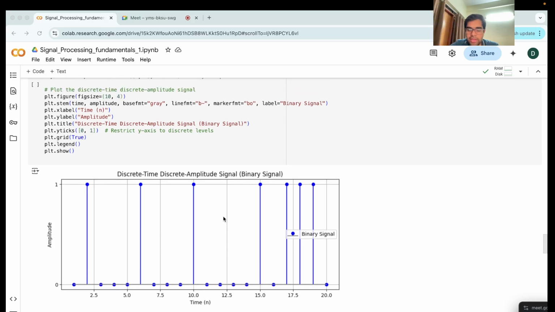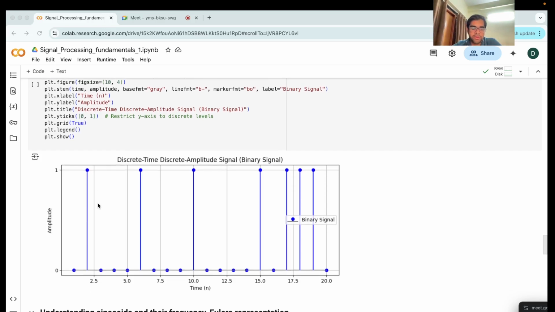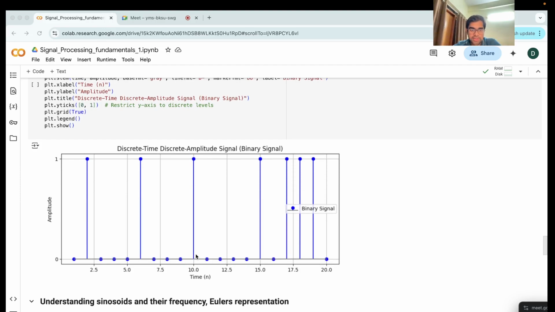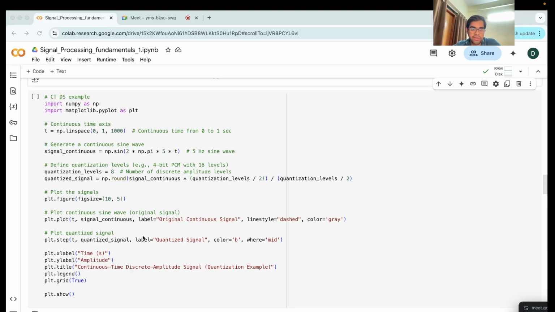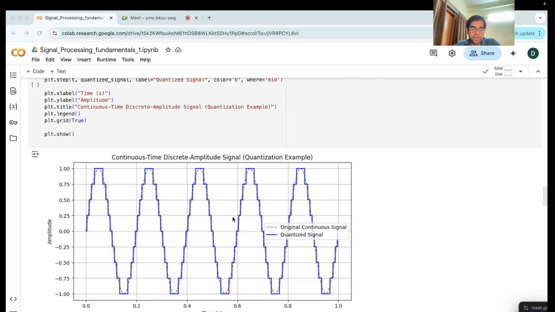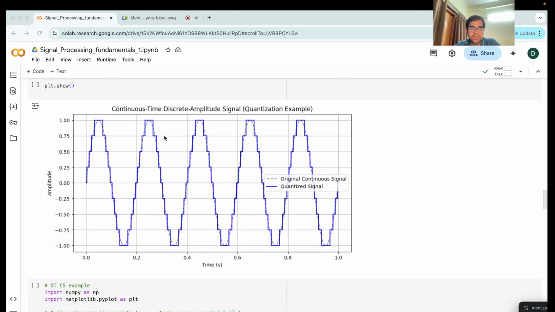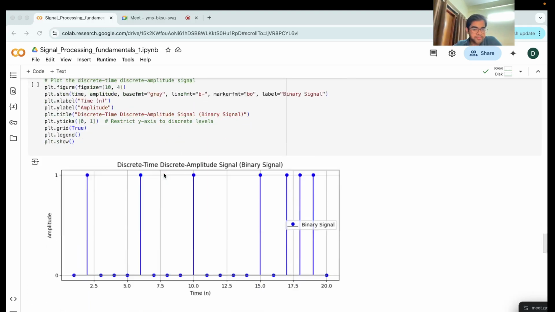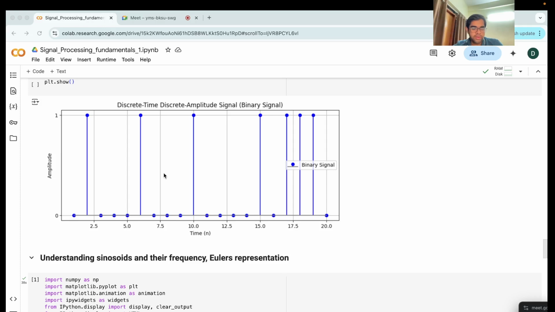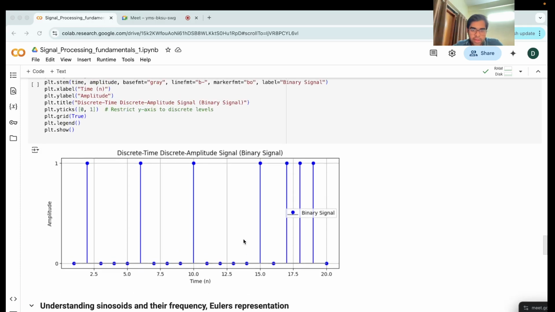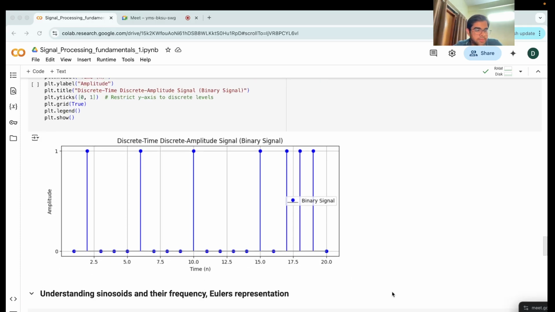But usually any signal you store in a computer takes this form, because it is discrete in time as well as discrete in levels of amplitude. So it's a mixture of this discrete time and these quantization levels that you see here. So this is how your computer represents it. Okay, any other doubts?